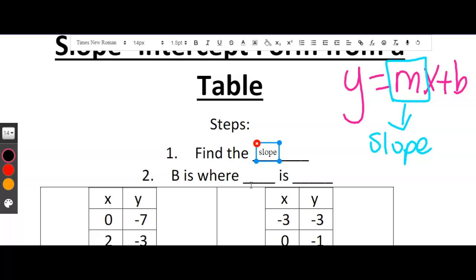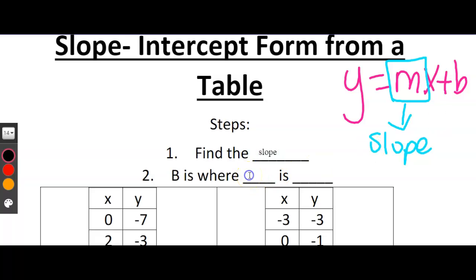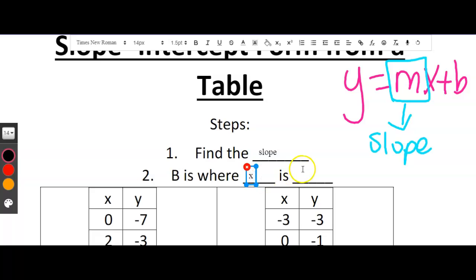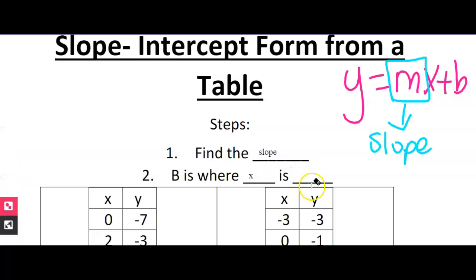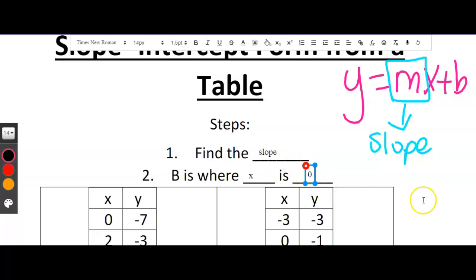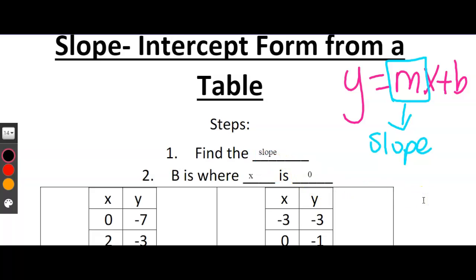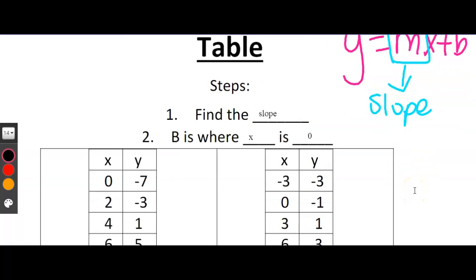And then step 2, b, which is talking about this b right here, that is what we call our y-intercept. We'll talk a little bit about specifically what that looks like in a minute, but it is where x is 0. So we're going to find slope, we're going to find where x is 0, that's going to be our y-intercept, and then we're going to put it into this equation, y equals mx plus b. So let's go ahead and jump into the first problem.